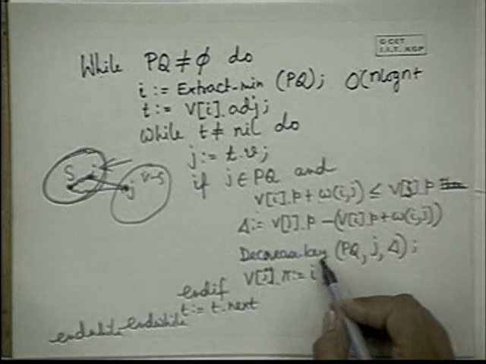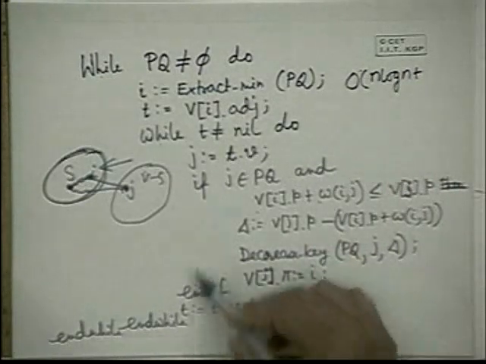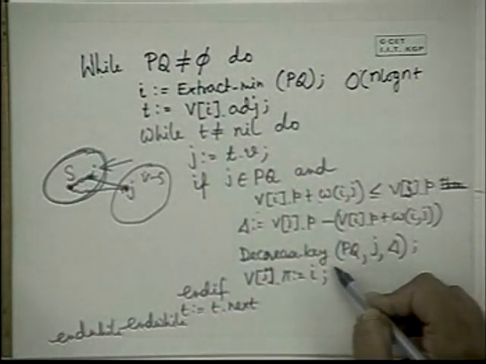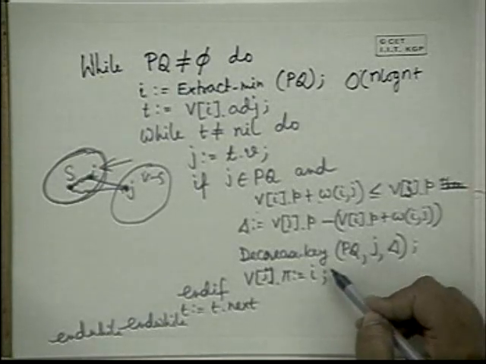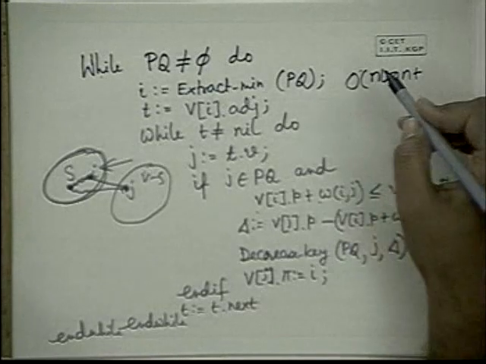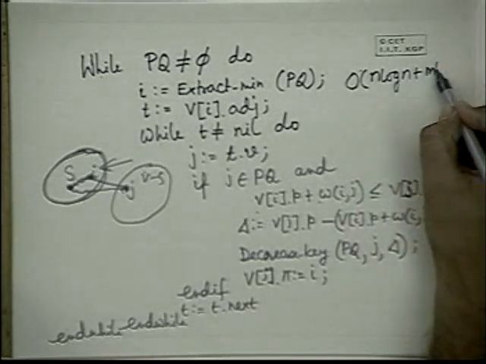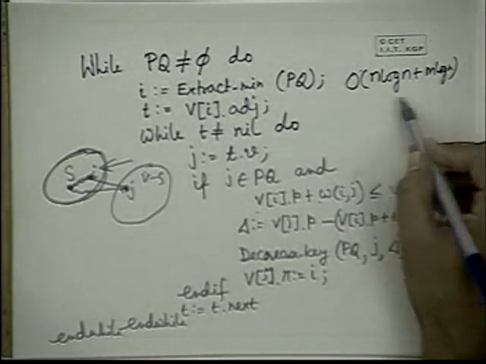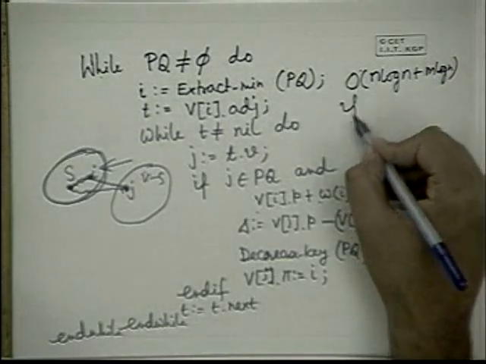and this decrease key per edge, there are total m edges you have to do. Decrease key, suppose you are doing a heap, normal heap, that will give you m log n. So basically you have n log n plus m log n if normal heap.